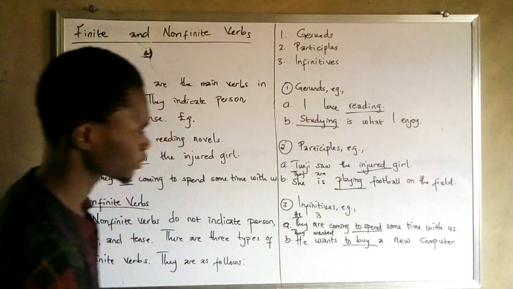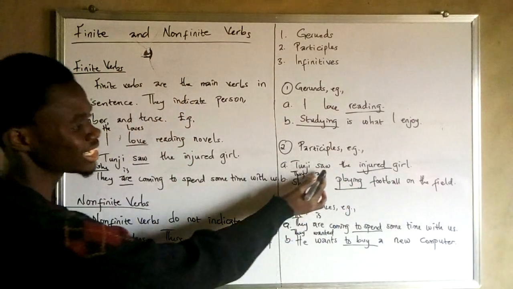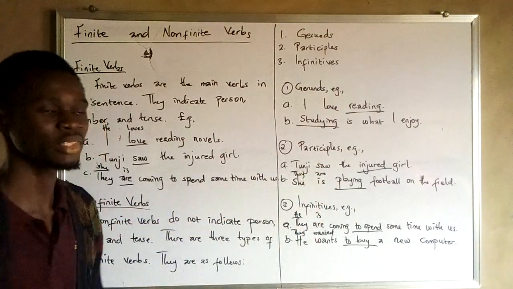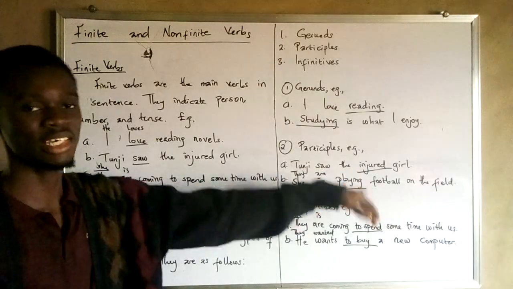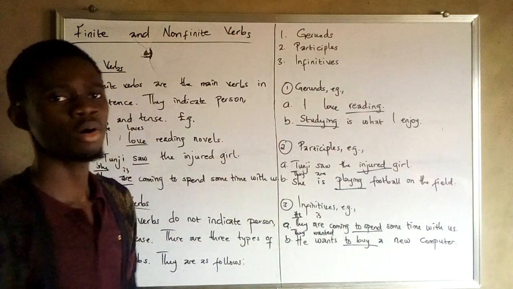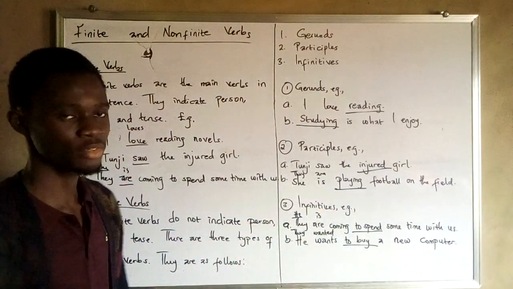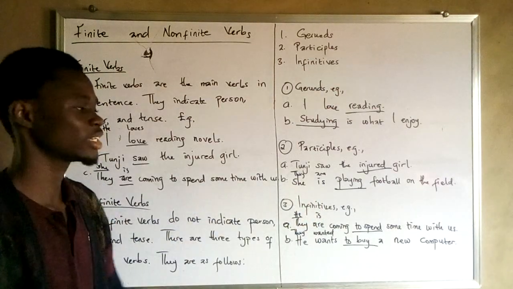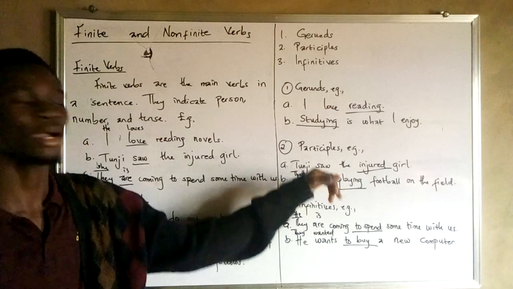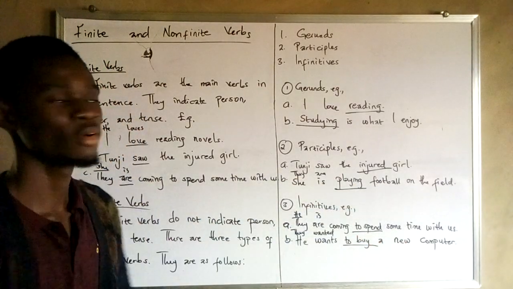Here we have participles. So you saw the injured girl. Injured girl is a non-finite verb, but the saw is actually a finite verb because it is agreeing with the tense, or the time the action is done. Sunji saw the injured girl. Here we have it. She is playing football on the field. Playing here is a non-finite verb, and is here is a finite verb because it agrees with the number of the subject. If I were to change this to they, this becomes are, just like this. They are playing football on the field. This is a finite verb, while the underlined word is a non-finite verb.